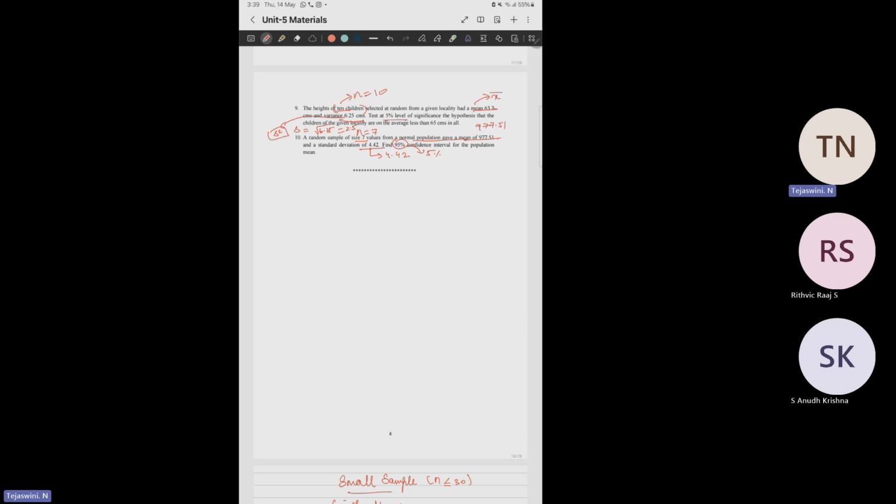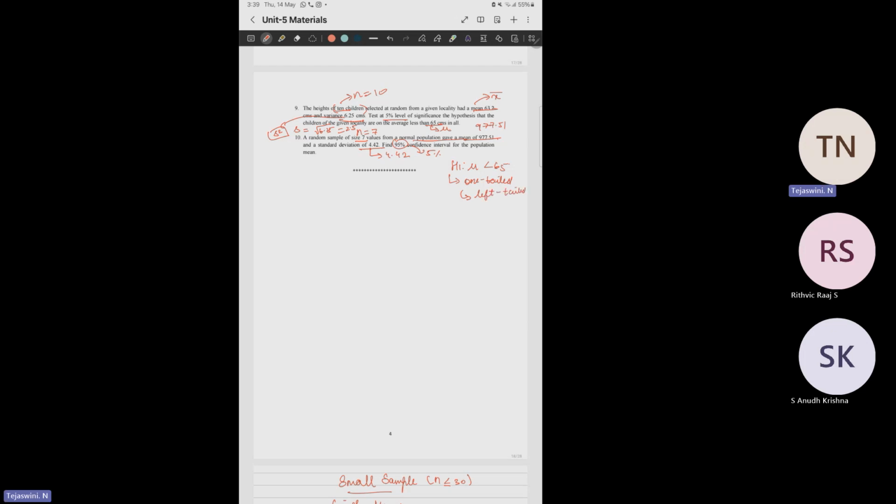At 5% level of significance, we have to check if the children at a given locality are on the average less than 65 centimeter. That is, mu is given to us, population mean is given to us. Our hypothesis will be mu is less than 65. So it will be one-tailed, left tail to be precise. Everything else is given to us.